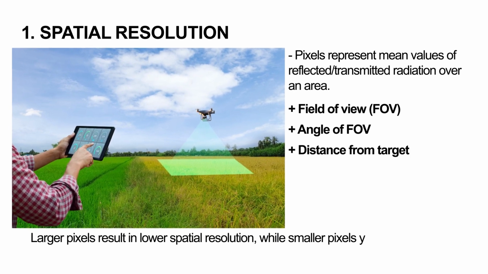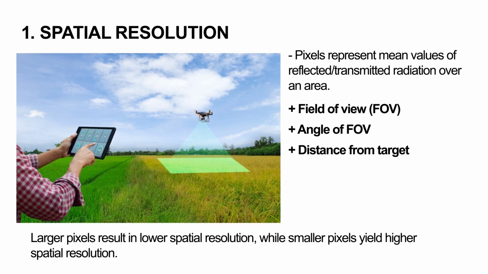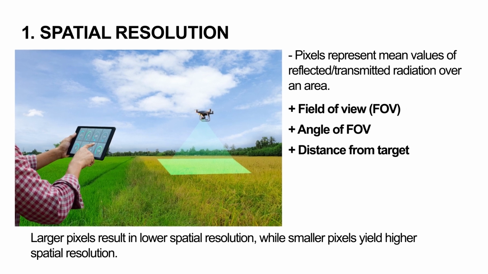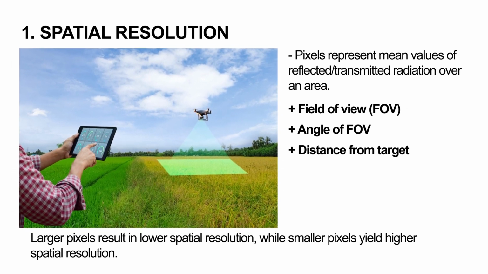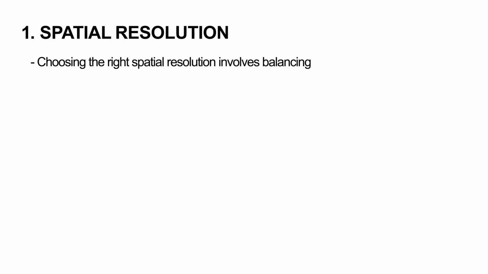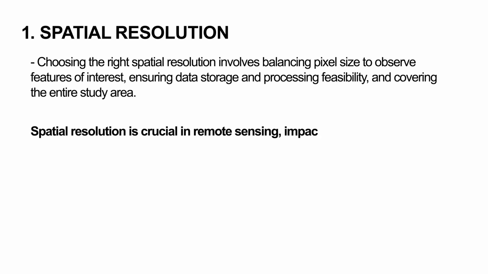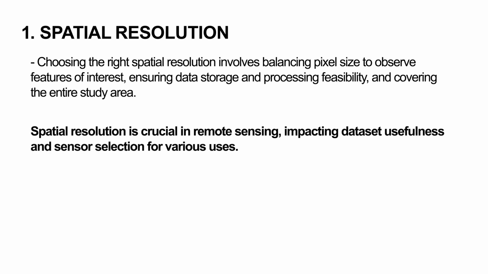Larger pixels result in lower spatial resolution, while smaller pixels yield higher spatial resolution. When a sensor is in motion, the instantaneous field of view, IFOV, considers the FOV at the time each pixel was collected. Choosing the right spatial resolution involves balancing pixel size to observe features of interest, ensuring data storage and processing feasibility, and covering the entire study area. This balance influences research objectives and pixel size, ultimately directing the user to a specific sensor for their application. Spatial resolution is crucial in remote sensing, impacting dataset usefulness and sensor selection for various uses.